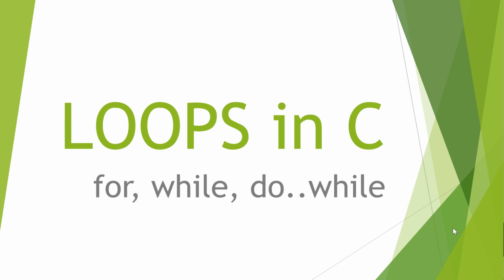Hello my dear students, now we are going to study loops in C. So here are three types of loops in C. These are for, while and do while, where for, while and do are the keywords. So these are the three loops in C. Let's see how these work.